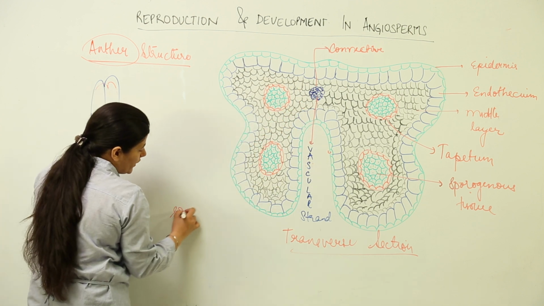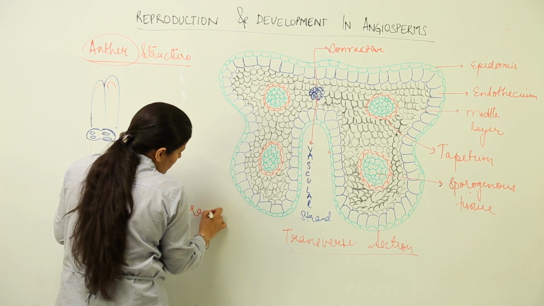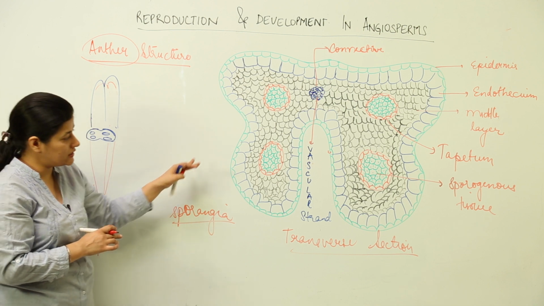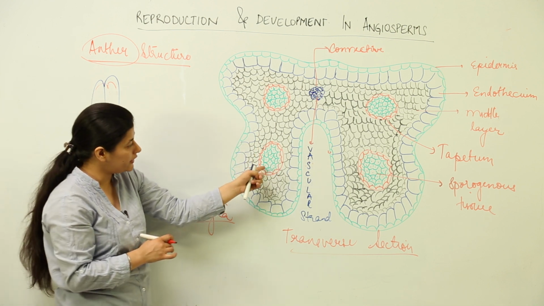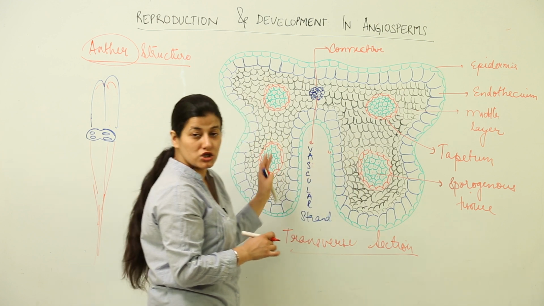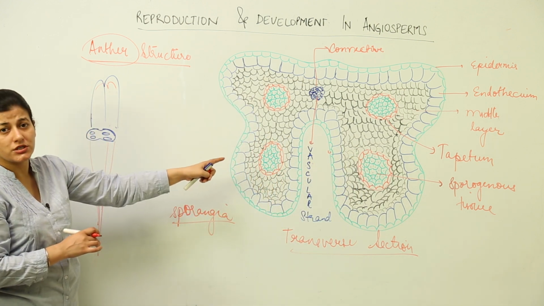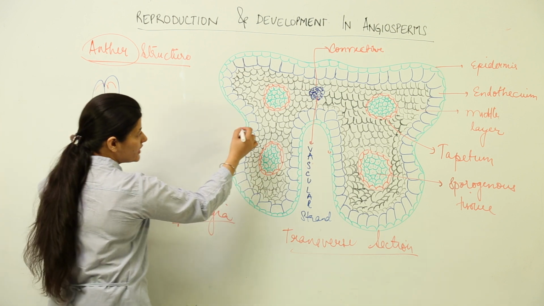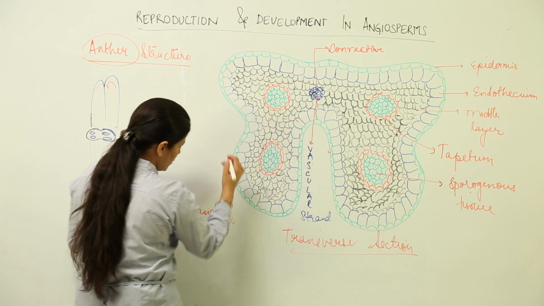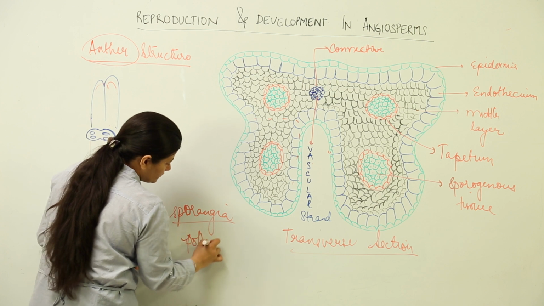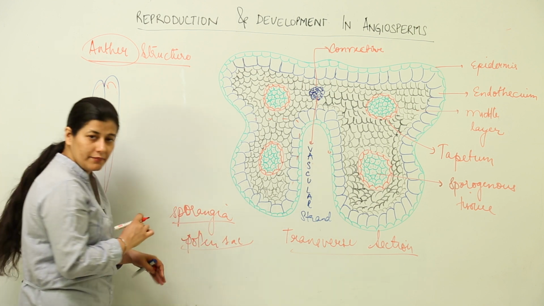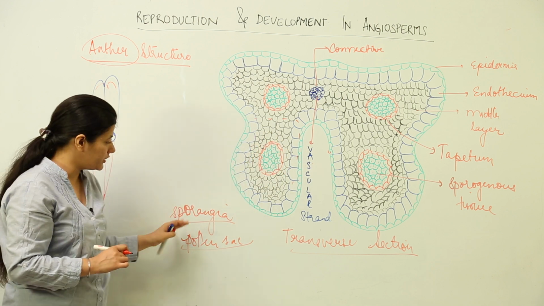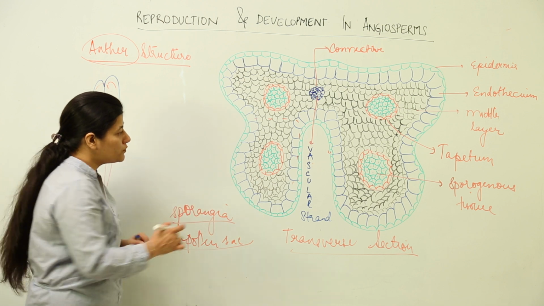These are sporangia, otherwise known as pollen sacs. These sporangia are the site where sporogenous tissue lies. In each sporangium you are going to find this sporogenous tissue. This sporogenous tissue would undergo meiotic division and form the pollen grains. That is why each of these regions is known as a pollen sac, because ultimately it is going to form the pollen grains. Otherwise the name for this is sporangia.